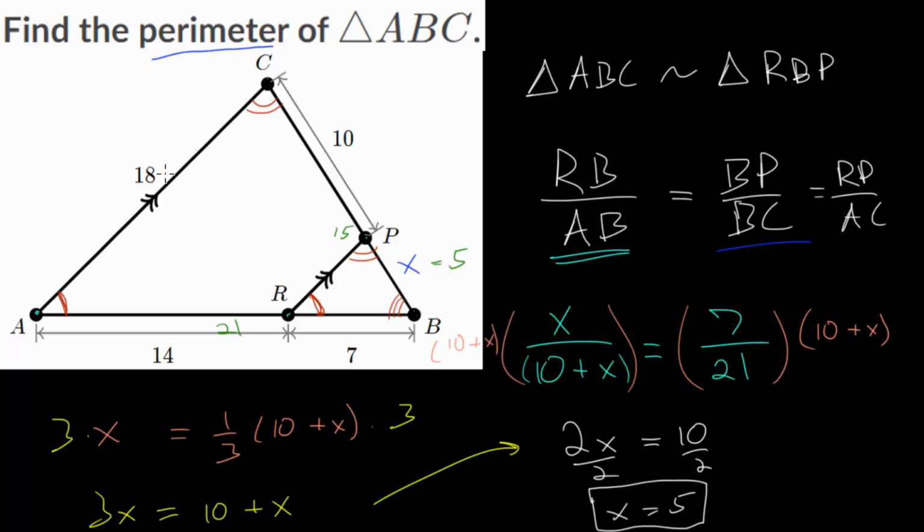And we can go in reverse if we want. If we wanted to find RP, we just divide by 3, going from the big triangle to the small one, meaning that this is 6. So we now have the information we need, and we can now find the perimeter.